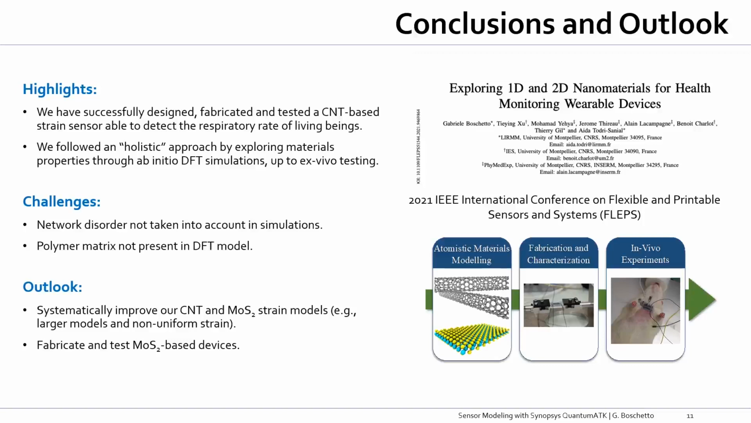For instance, the polymer network was not taken into account, as well as the network disorder. Now, in the future, we would like to systematically improve this model in order to include non-uniform deformations, and we would like to fabricate and test also a MoS2-based sensor. If you want to know more, please have a look at our publication.